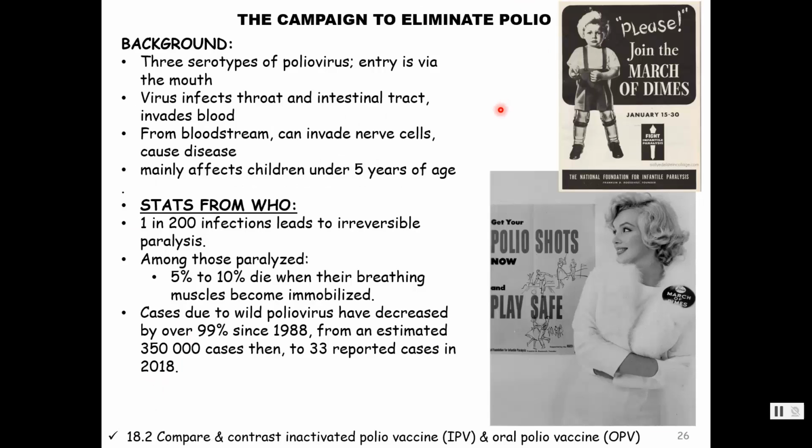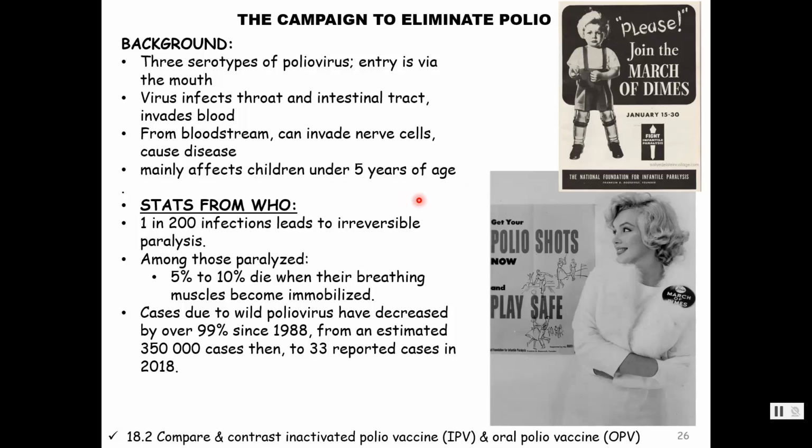All right, so I think we're going to wrap up campaign to eliminate polio. So polio is caused by a virus, and there's 3 different serotypes. It's going to enter via the mouth. And this was a disease that was a summer disease. It would strike children. And so it would go from the throat to the intestinal tract and then would invade into the bloodstream. When it got to the bloodstream, it could invade nerve cells and cause paralysis.